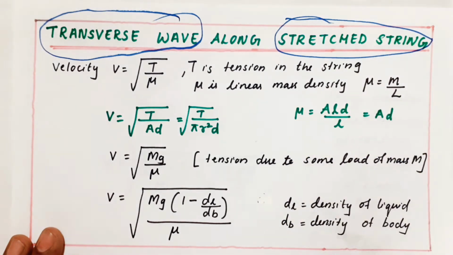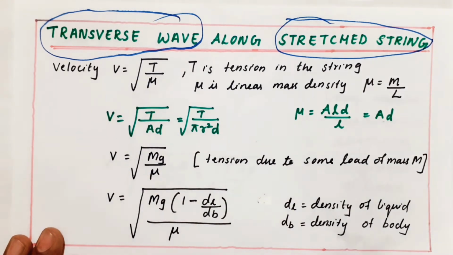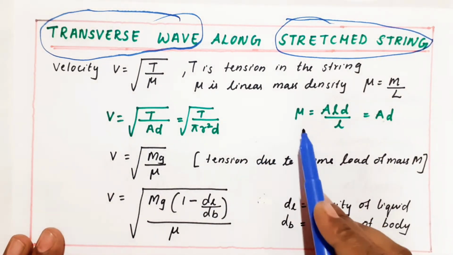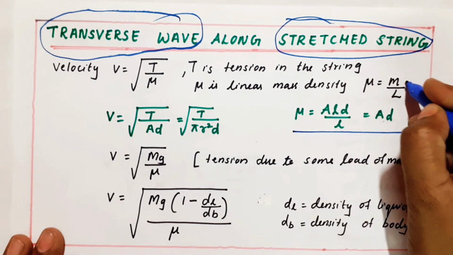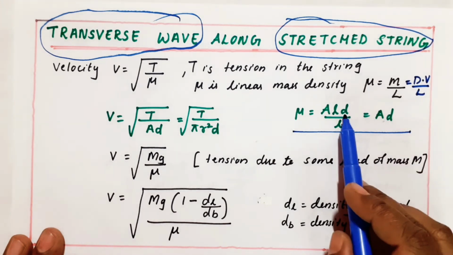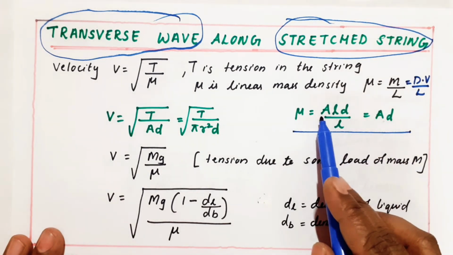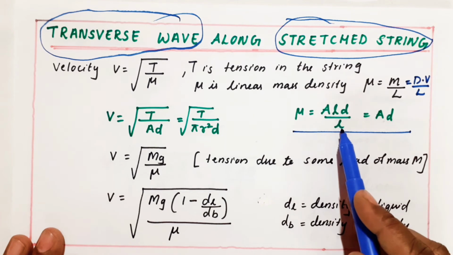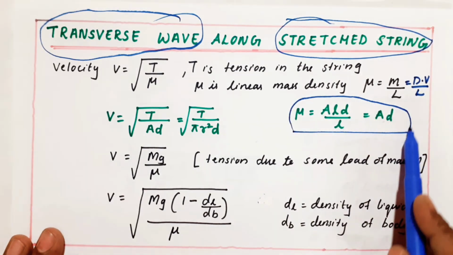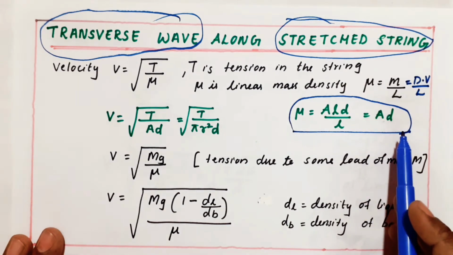by length. Clear? Now, I need to give another equation for this, because it's not compulsory that they always give T and mu directly. So how to write mu? Mu is mass by length. So we can write mass as density into volume divided by length. Density is D. Volume we can write as area of cross section into length, divided by length. Length cancels. So we can write mu as also equal to AD, area of cross section into density.